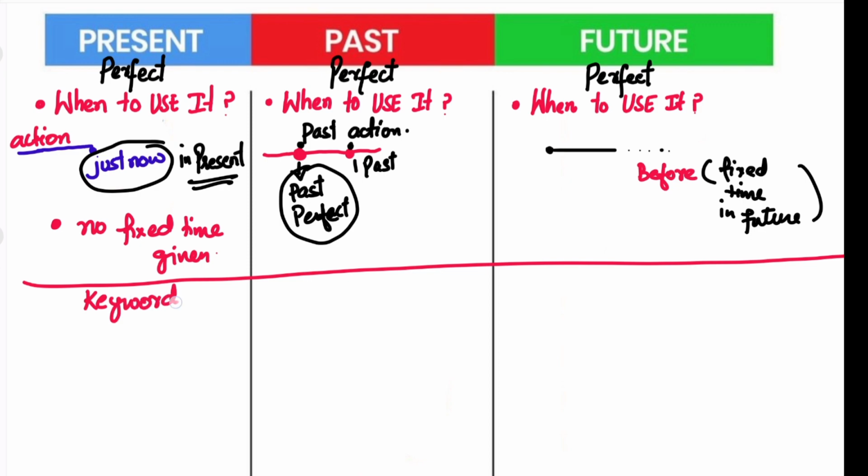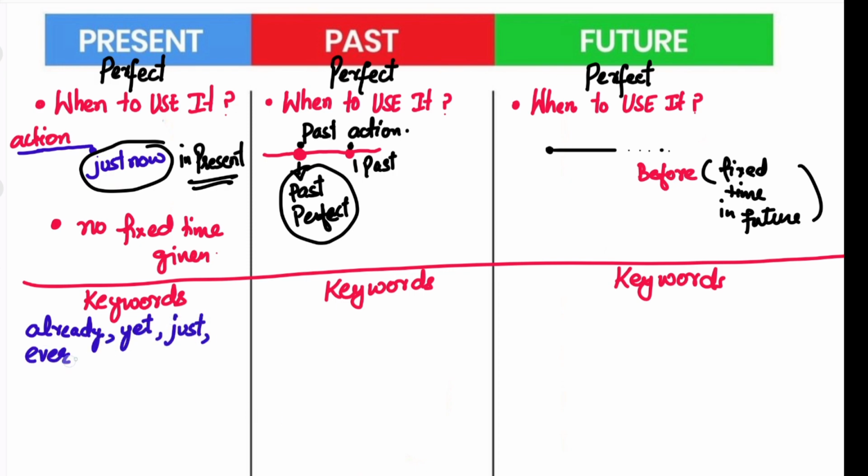So, keywords. You have to remember these keywords. Already, yet, just, ever, never, so far, recently, lately, for, since. These are the keywords of present perfect tense. You have to remember these keywords.